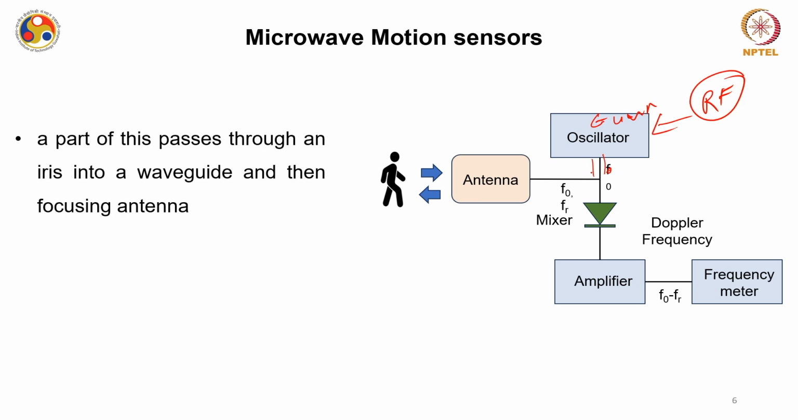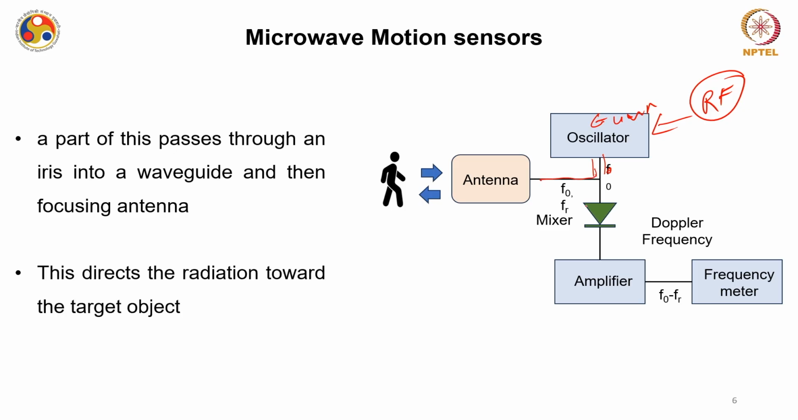Please note that this was not a requirement in the case of the ultrasonic wave, because there will be more attenuation there. A part of this passes through an iris into a waveguide, and then you focus it on the antenna, which radiates towards the target object. This antenna radiates it to the person who is moving or towards the object which is in motion. Mostly, microwave sensors are more useful in motion detection.